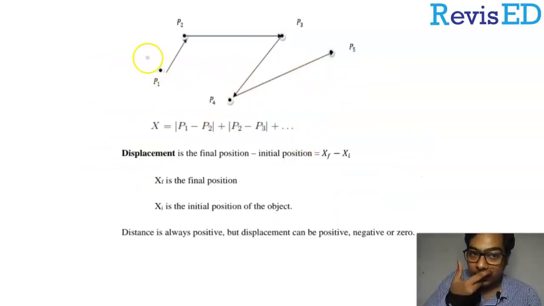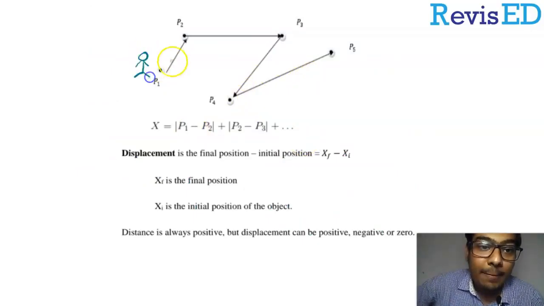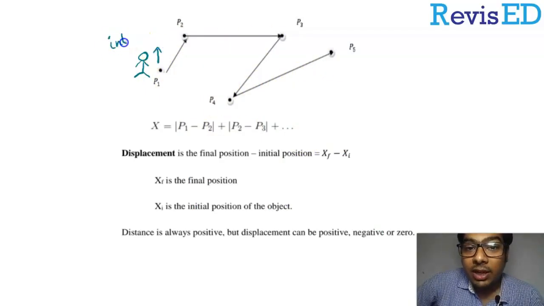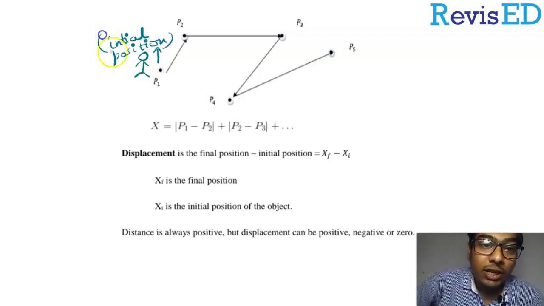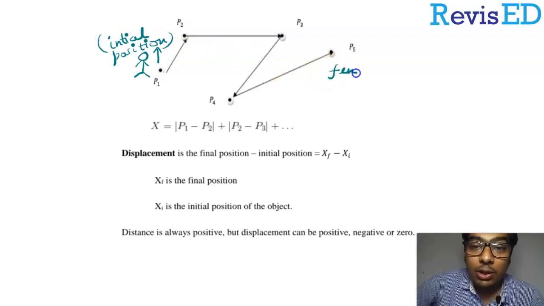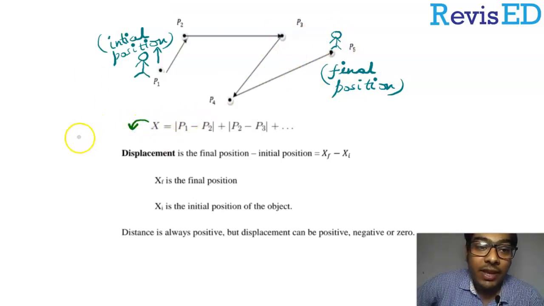Now let us look at the question. Suppose there was a man. Consider yourself moving from P1 to P2, then P2 to P3, then P4 to P5 finally. Let us assume that P1 was your initial position and P5 was your final position. So in this way you go from P1 to P2, P3 to P4, and ultimately you have reached your final position, that is P5. So your net displacement would be like this.